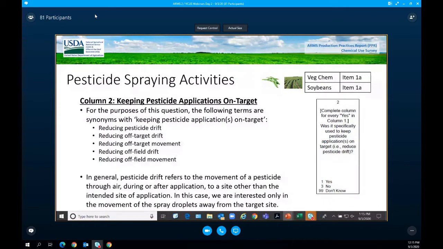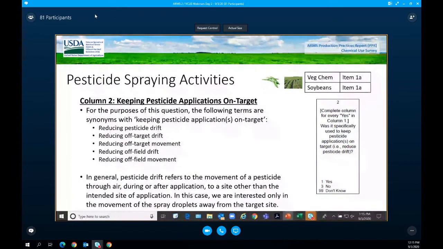All right, in column 2, we're going to be asking specifically about whether a practice was used to control drift. There's obviously a lot of different reasons that a farmer might use a practice, but we're really explicitly interested in those that farmers are using to reduce the possibility of off-target movement.